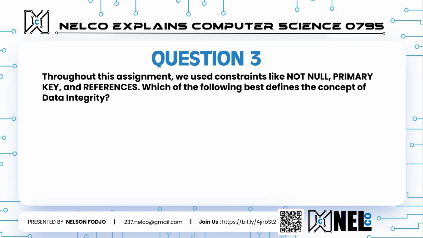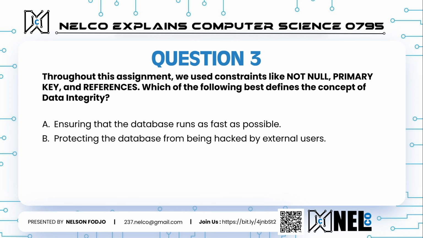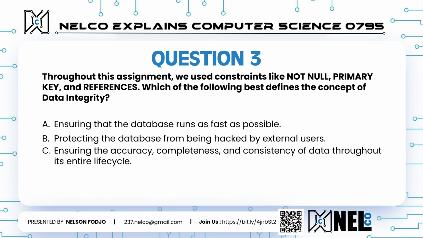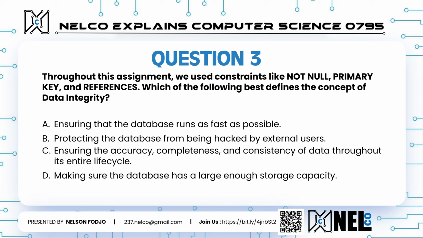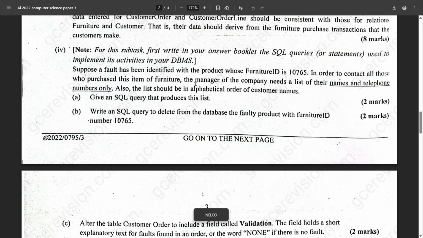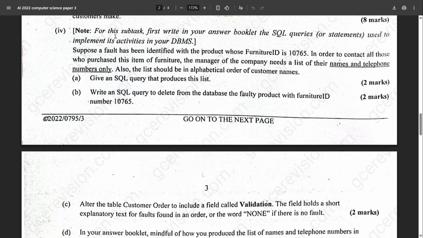Throughout this assignment, we use constraints like not null, primary key, and references. Which of the following best defines the concept of data integrity? Ensuring that the database runs as fast as possible, protecting the database from being hacked by external users, ensuring the accuracy, completeness, and consistency of data throughout its entire life cycle, making sure the database has a large enough storage capacity.